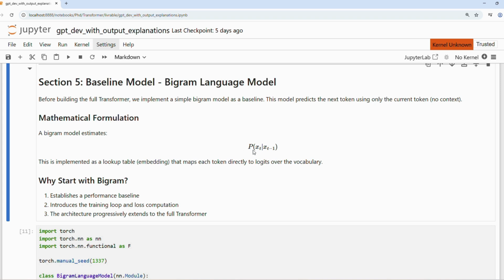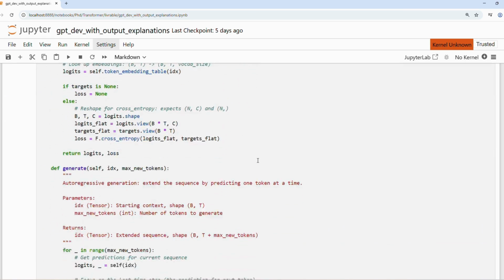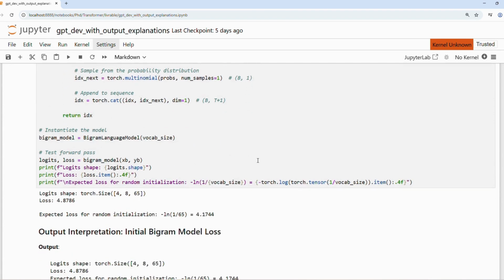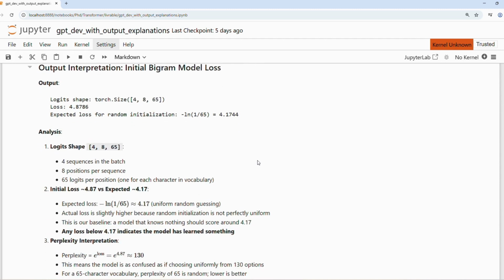We implement this as a single embedding table of size vocabulary by vocabulary. Each token simply looks up its row in this table, and that row directly gives the logits, the unnormalized log probabilities, over all possible next tokens. When we initialize this model and check its loss, we get approximately 4.87.